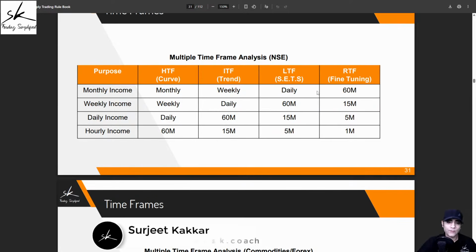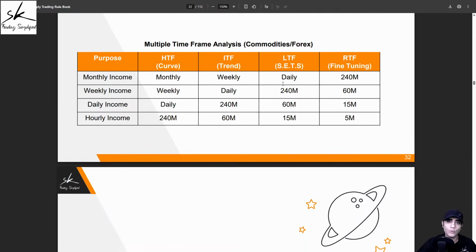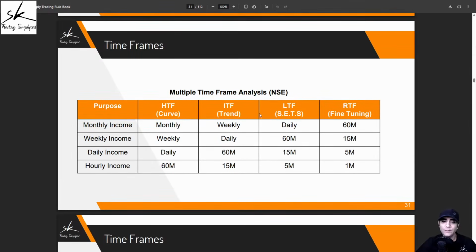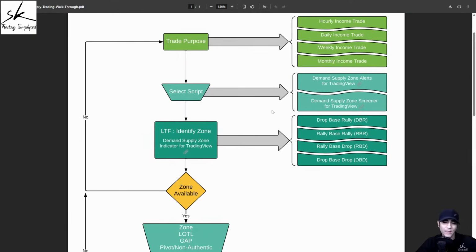Now, mind it, this table, which is on page number 31, is specifically for the NSE market because this market is open for about 6 hours and 15 minutes. But if you're trading markets which are open for longer durations, like commodities, forex, cryptos, or maybe some international markets, then you can look into the table on page number 32. But since I'll be taking the examples from the NSE, I will be referring to this table. So as soon as I'm done with step number 1, I have clarity on what time frames I'll be using. Plus, I also know the purpose of each and every time frame. So my challenge number 1 is taken care of.